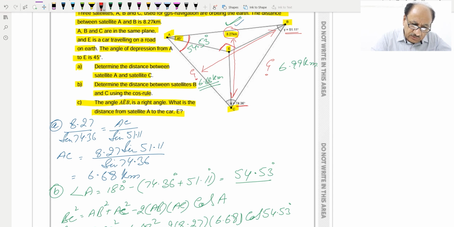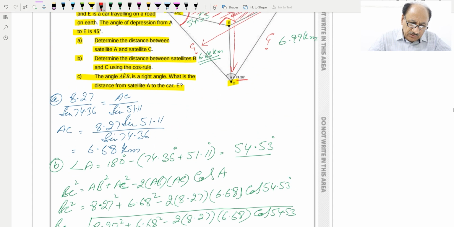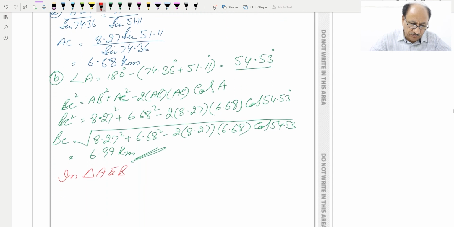Which triangle are we considering? We are considering this triangle, and in triangle AEB we can write AE over AB will be cos of the 45 degree angle, which is adjacent over hypotenuse.